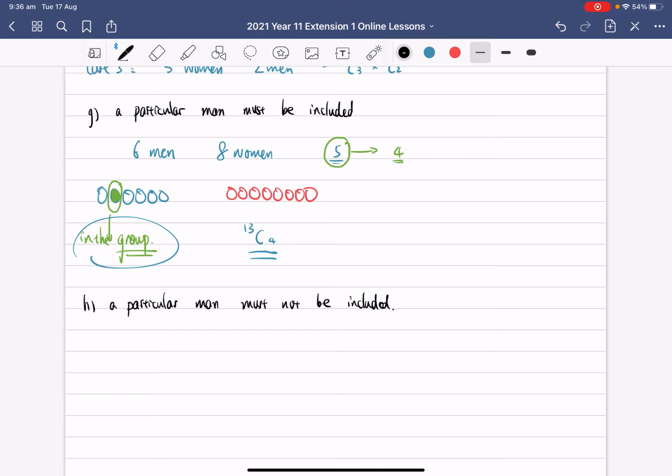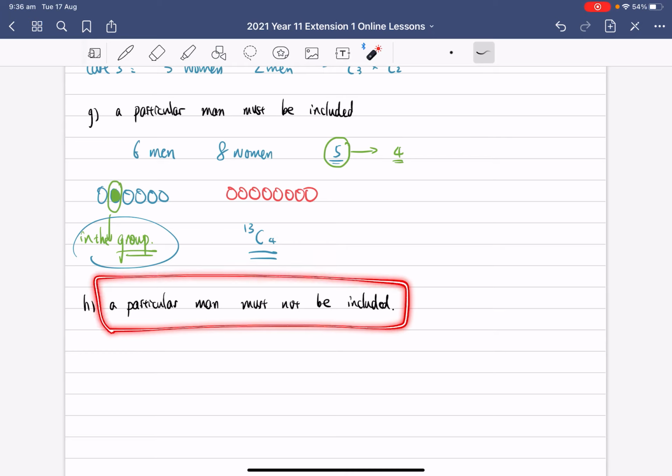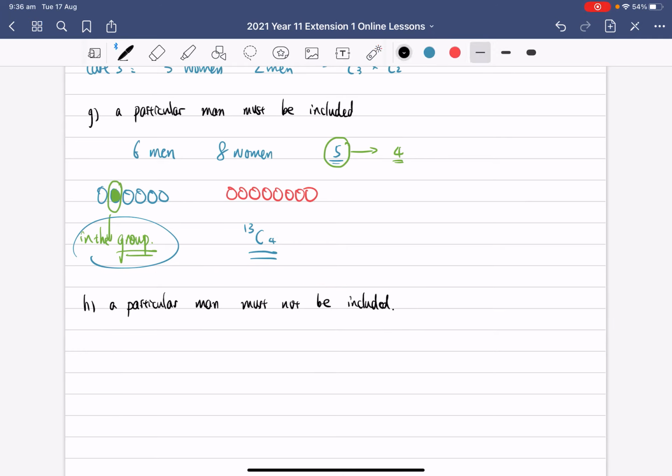All right. So how do we do this question here? Now we can use the complementary event to do this question. For the previous question, that particular man has to be included. So the complement of that is that this particular man is not going to be included. So we just need to find the total number of combinations, which we had before, and that was 14C5, and then we just need to minus 13C4, and that gives us the answer. And the answer here will be the answer for when that particular man must not be included.